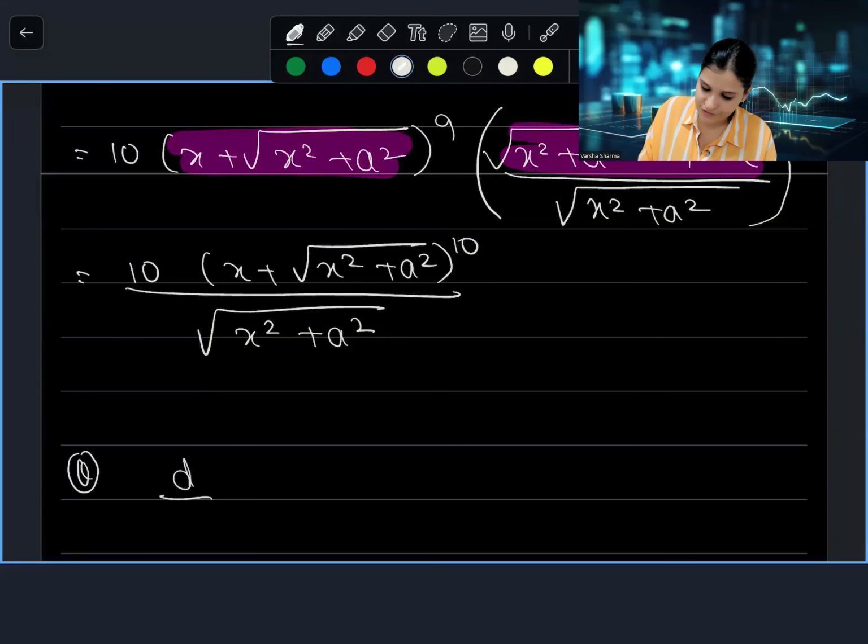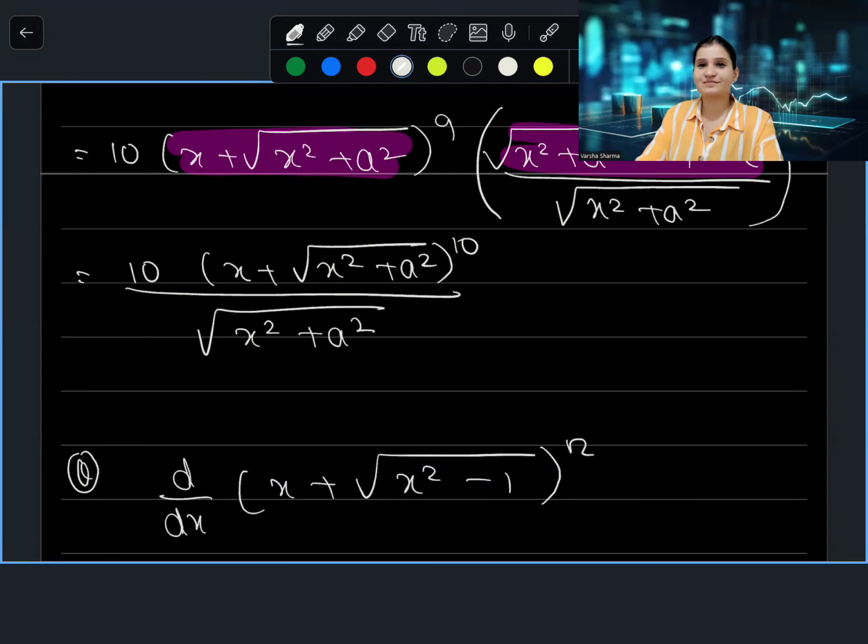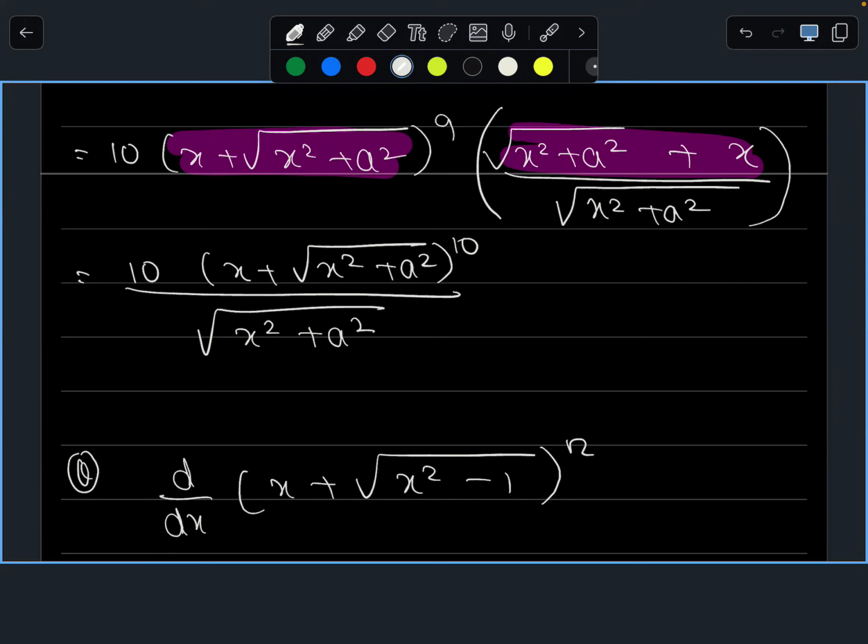Try this. Differentiation of x plus under root x square minus 1 to the power n. Completed, ma'am.